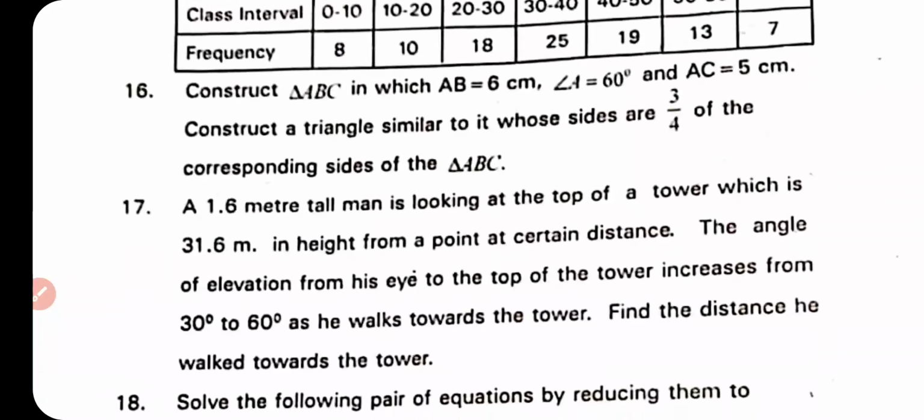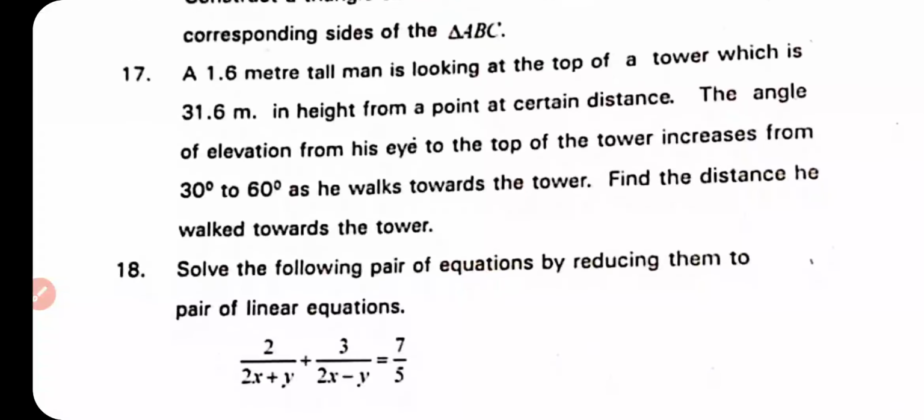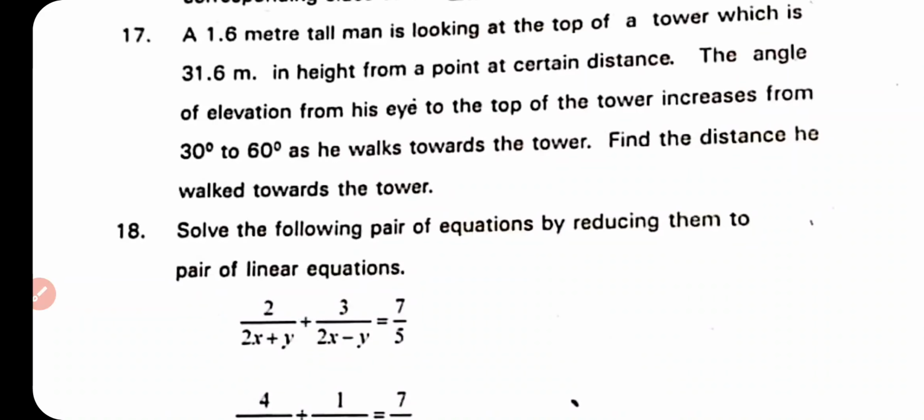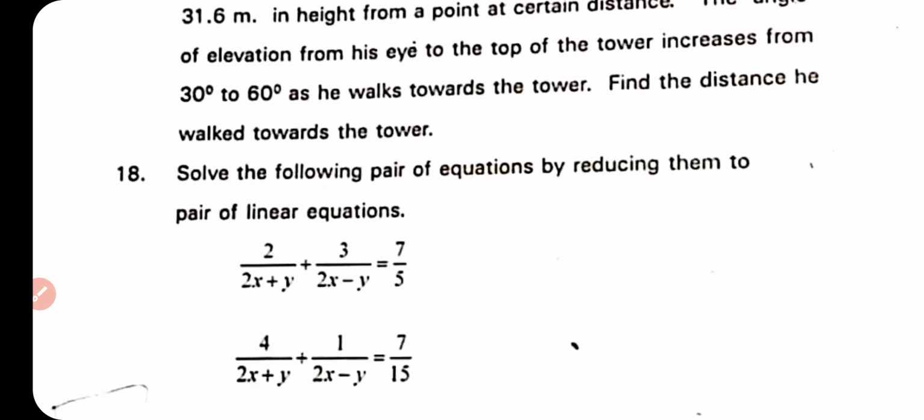Question number 17. A 1.6 meter tall man is looking at the top of a tower which is 31.6 meter in height from a point at a certain distance. The angle of elevation from his eyes to the top of the tower increased from 30 degree to 60 degree as he walked toward the tower. Find the distance he walked toward the tower.